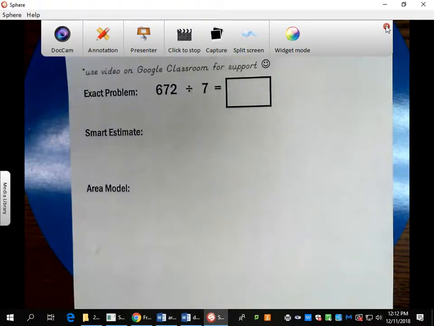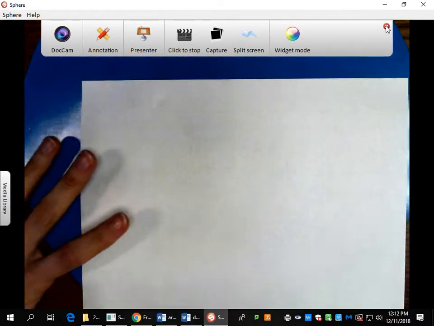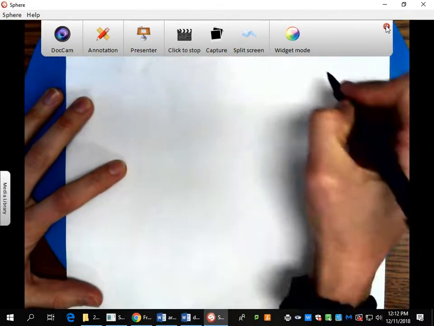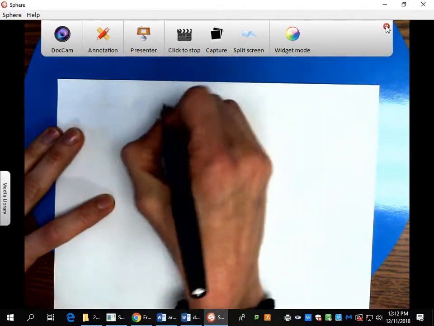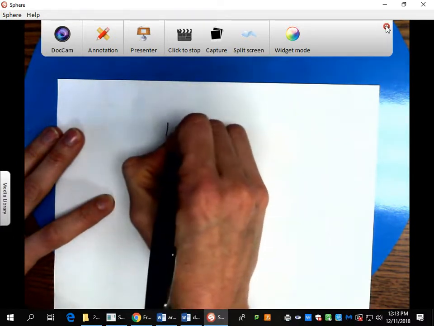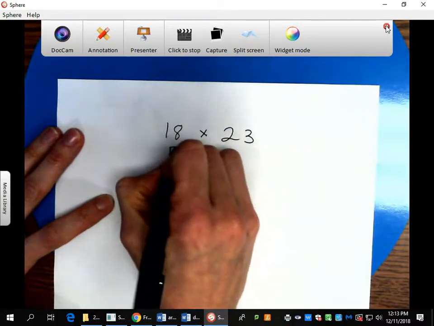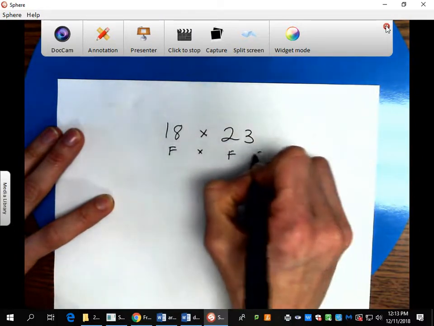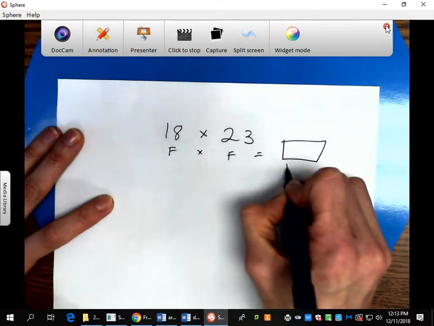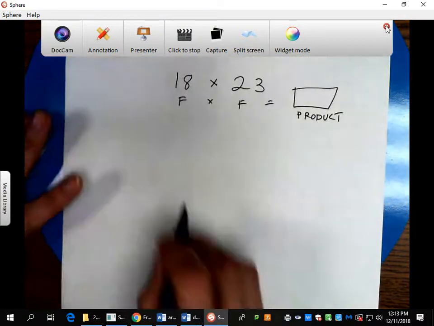Alright, so tonight we're going to be looking at area models a little bit more, and these can be challenging for students. I want to remind you real quick, I'm just taking the back of my paper, that we did area models for multiplication. So pretend we were multiplying 18 times 23. If you remember, factor times factor is product. We were using these area models to solve this type of problem.